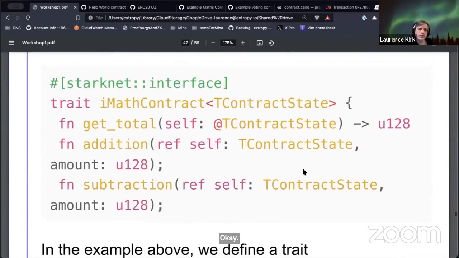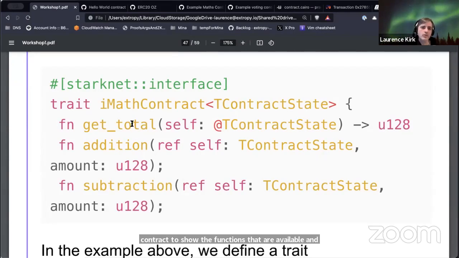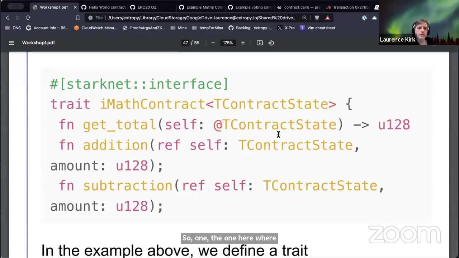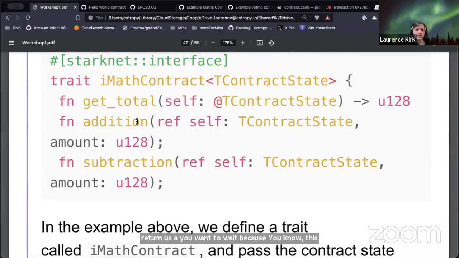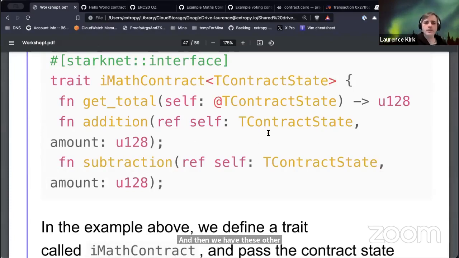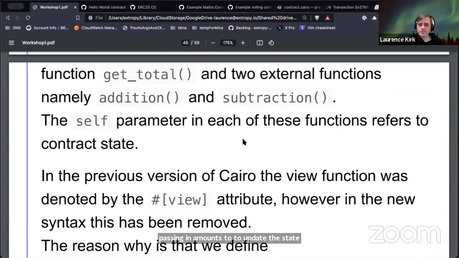So this, for example, is for a particular contract. We've got this math contract, and we're saying that we've got some functions here. So we're using this as the interface for this contract to show the functions that are available and the signatures of those. The one here we're doing for the get total. Obviously it needs the contract state for that function, and it's going to return us a U128 because in this example that's the total that we had. And then we have these other addition and subtraction functions, which again are taking the contract state, but we're passing in amounts to update the state there. Okay.